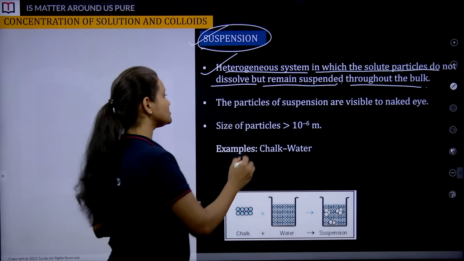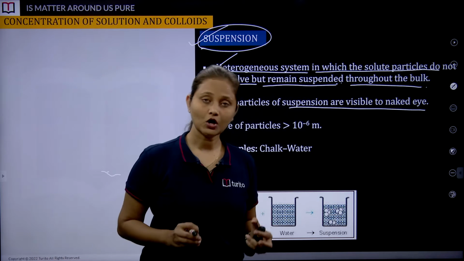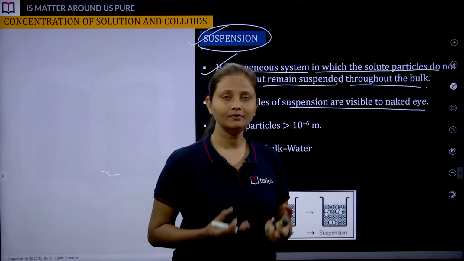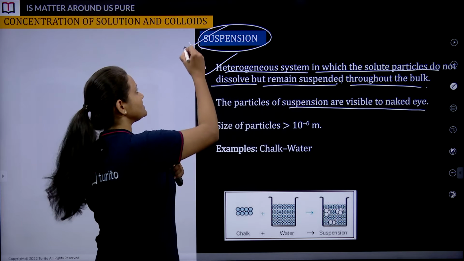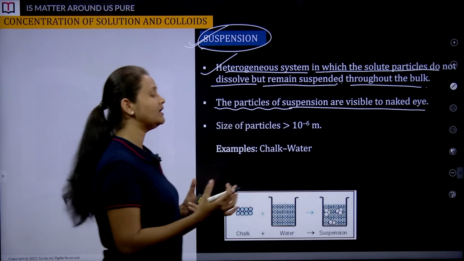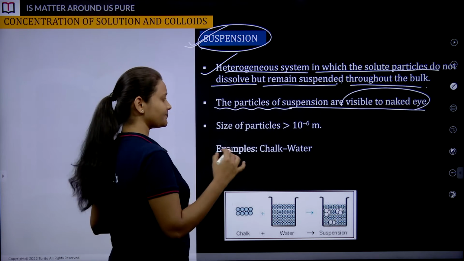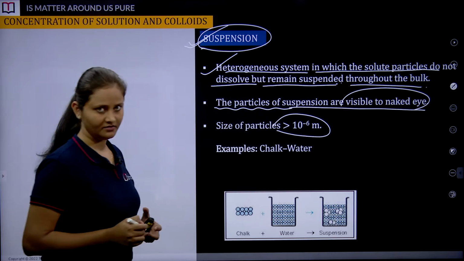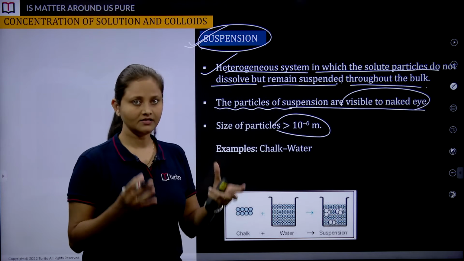The particles of suspension are visible to the naked eye. In a true solution, we saw that I am not able to see the salt particles in the salt solution. We were not able to see the sugar particles in the sugar solution. But in suspension, the particles are visible to our naked eyes, because their size is much bigger than in a true solution. It's greater than 10 raised to minus 6 meter. So it's huge in size basically, and that's why we are able to see the particles in the solution.